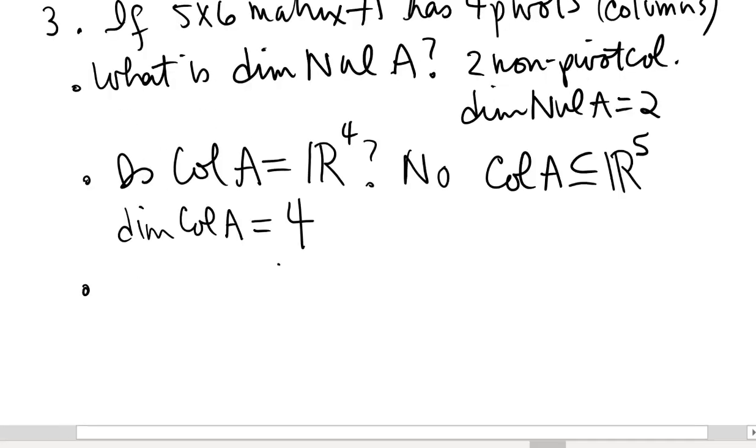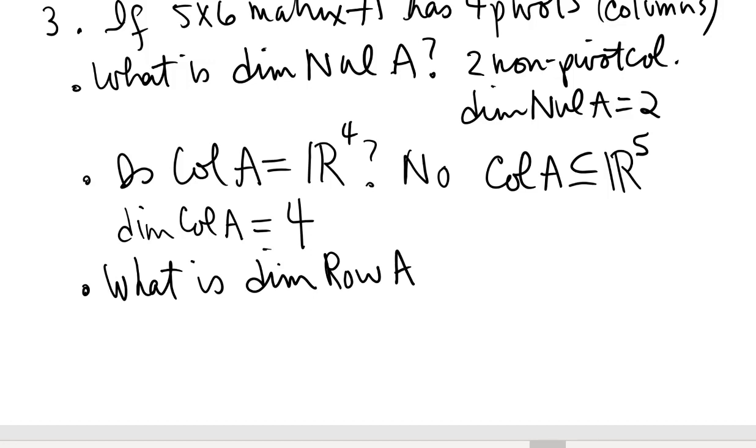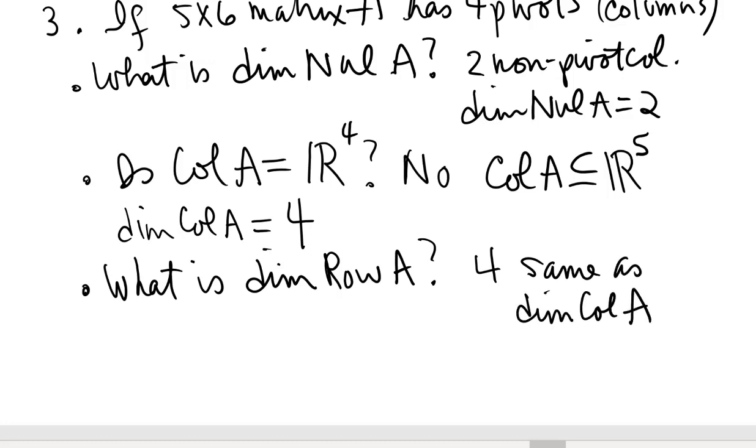The next question, what is the dimension of row of A? The dimension of column A and the dimension of row of A are the same, and so the answer to that is 4, same as dimension of column A. If there's 4 pivots, that must mean that there's 4 non-zero rows in the reduced form of A. Each one of those goes into a basis for row of A.